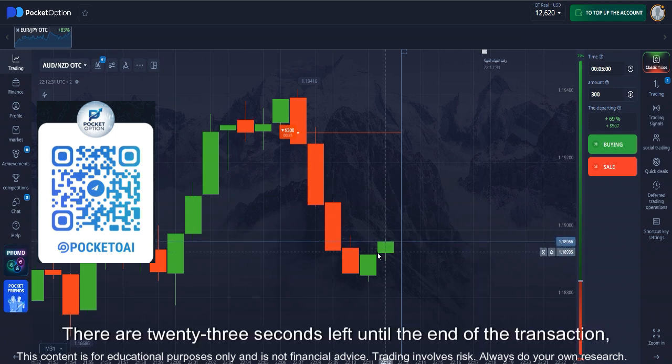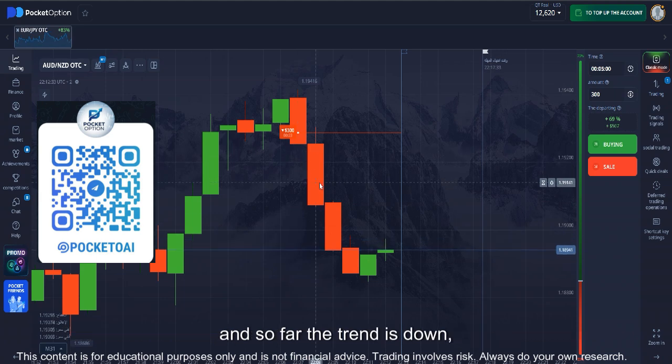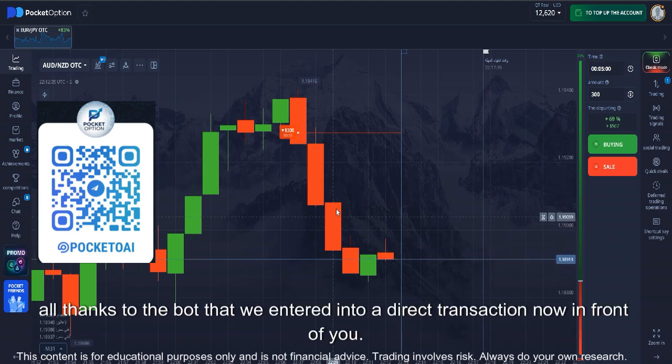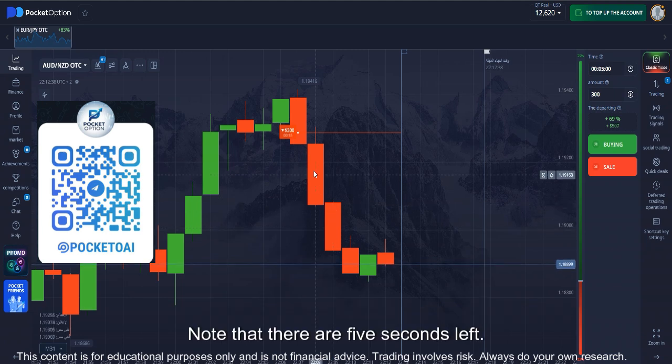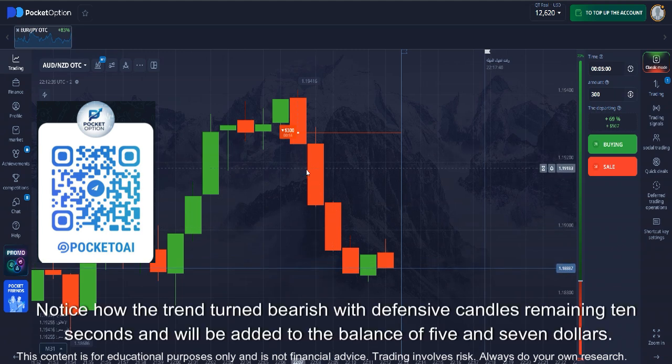There are 23 seconds left until the end of the transaction, and so far the trend is down, all thanks to the bot that we entered into a direct transaction now in front of you. Note that there are 5 seconds left. Notice how the trend turned bearish with defensive candles.